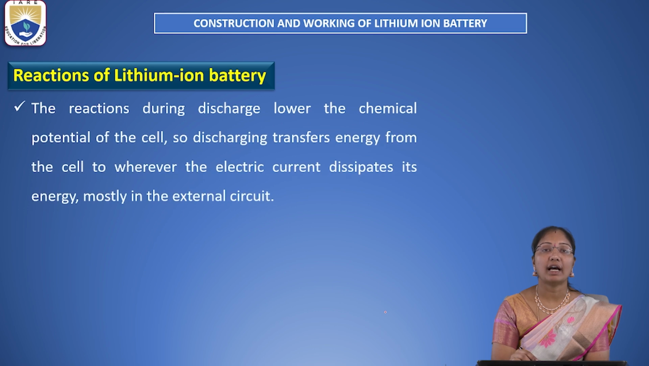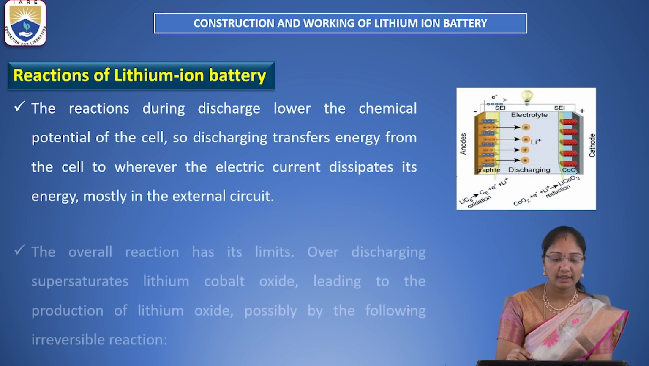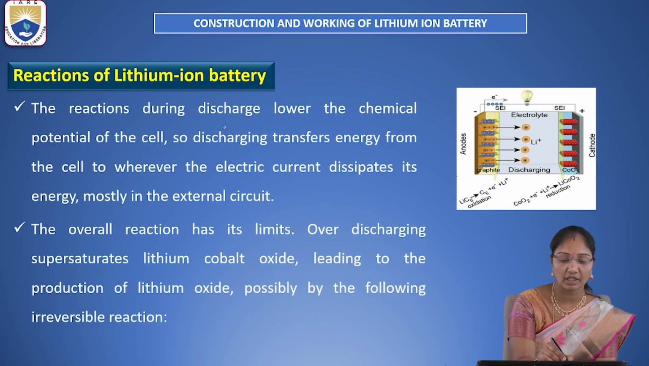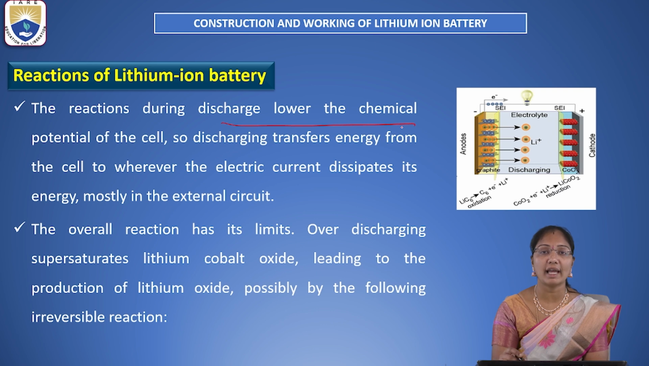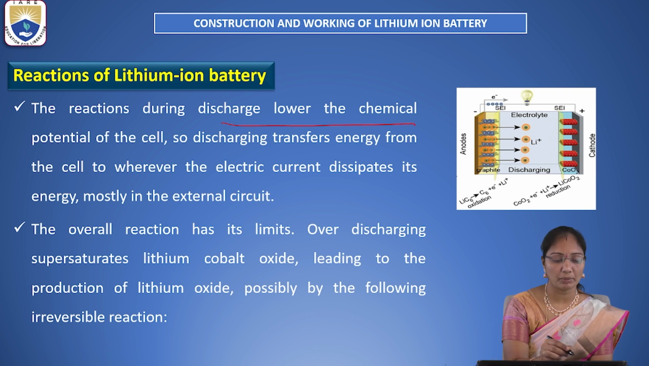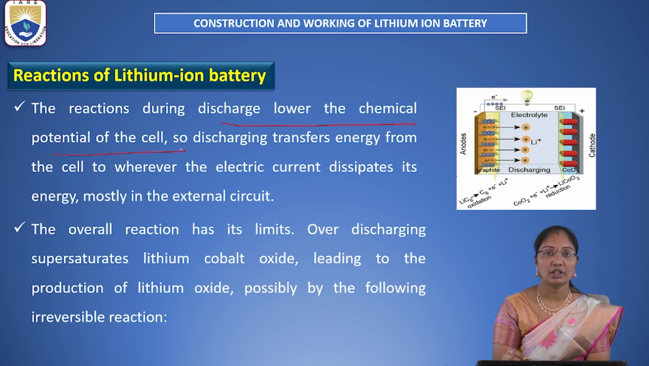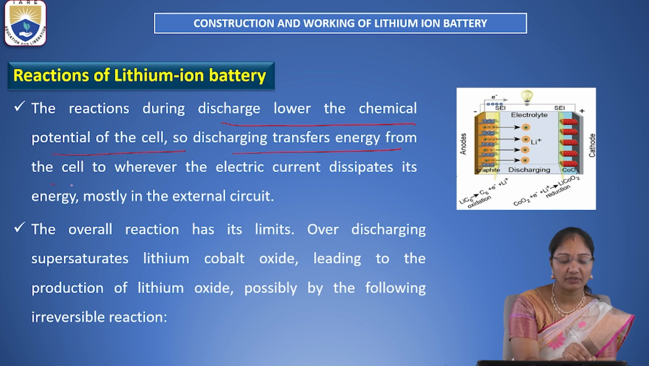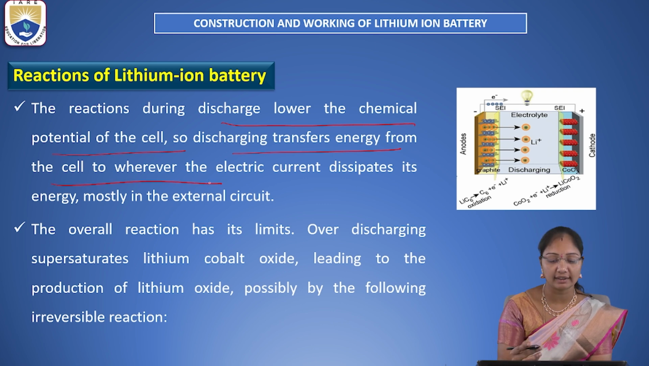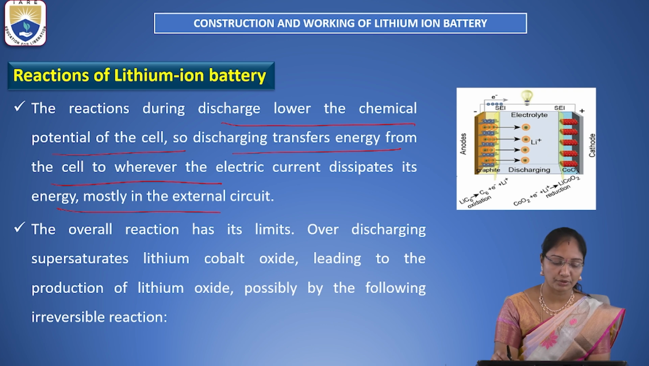So coming to the other reaction, which is called charging. The reaction during discharge lowers the chemical potential of the cell. So discharging transfers energy from the cell to wherever the electric current dissipates the energy, mostly in its external circuit. So the overall reaction has its limits.